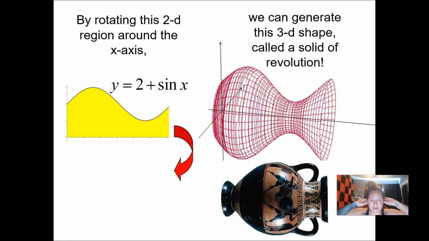So we're going to look at how you can create these different objects by taking a two-dimensional region and then rotating it around the x-axis. We're actually going to also rotate a region around the y-axis and see that same thing as well. Okay, so we're going to combine them today.